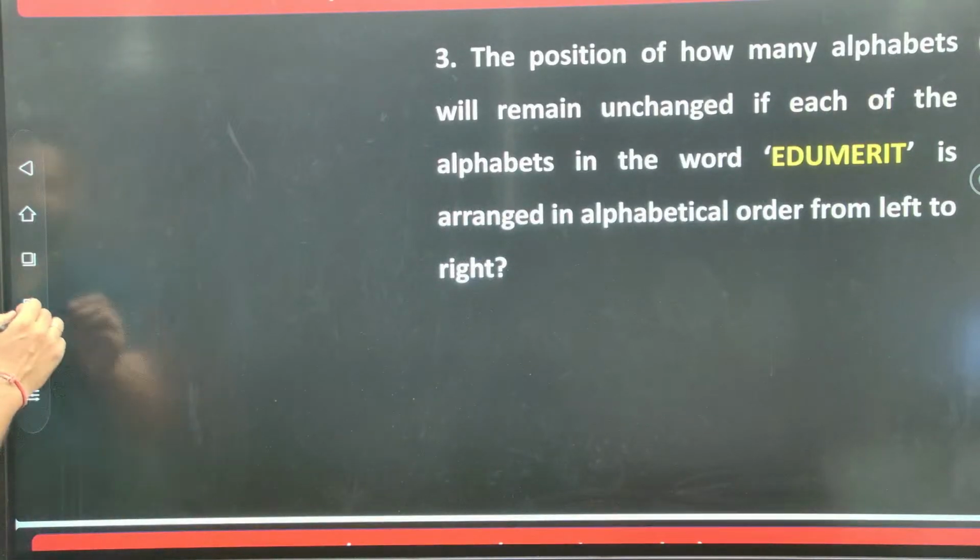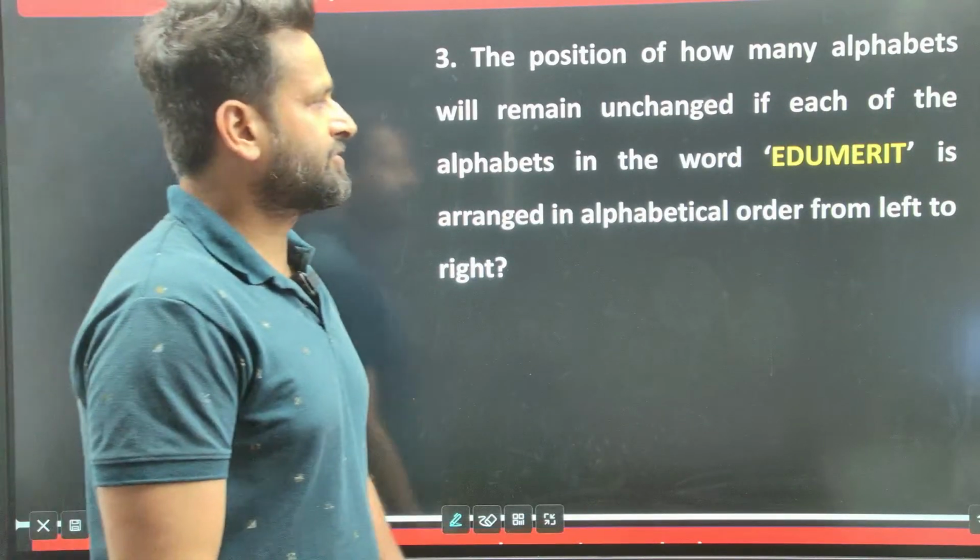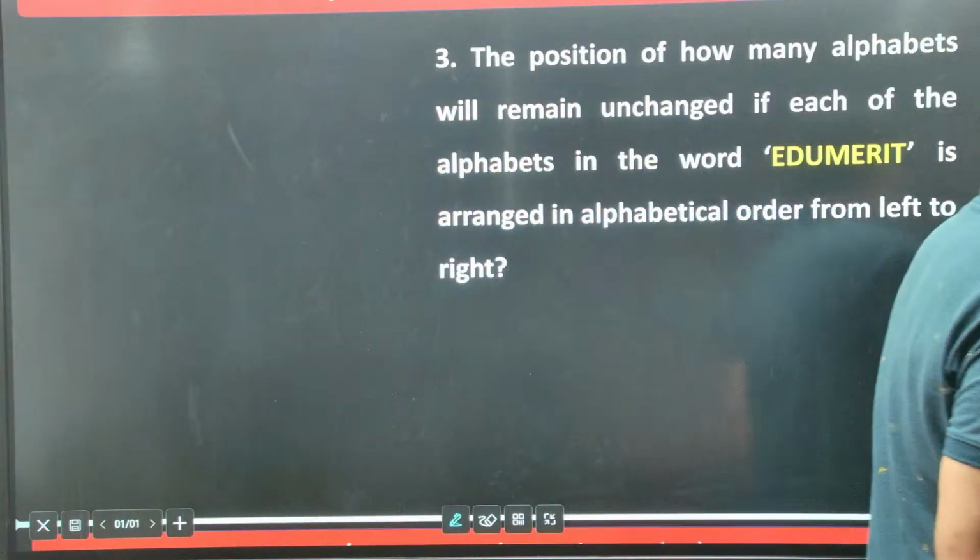Alphabet test. Check this out. Read the question very carefully.